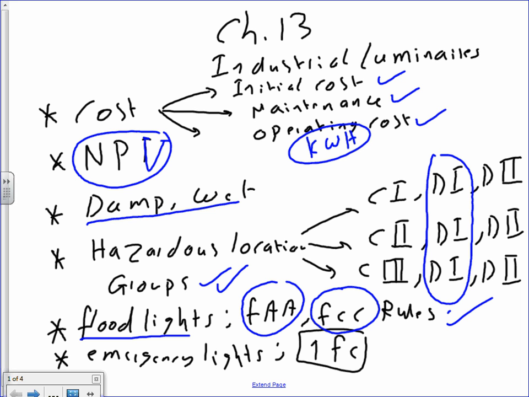Can I have a thumbs up, Chad, about the emergency? So the same thing in an industrial plant, you need to have emergency light, guys, and you have to maintain the one foot candle. Any comments, any questions about this chapter? That's what this chapter is in a nutshell, basically.